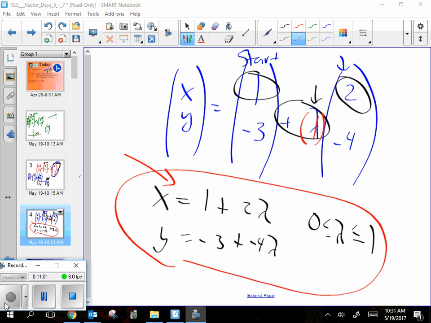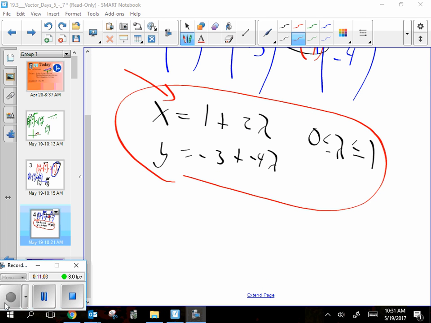Okay, so there's really nothing new here. It's just a review test question, like you've done this before. You had to solve it then for lambda. So I'm going to subtract 1 from both sides. I have x minus 1, and then I'm going to divide it by 2. Did you get x minus 1 over 2?